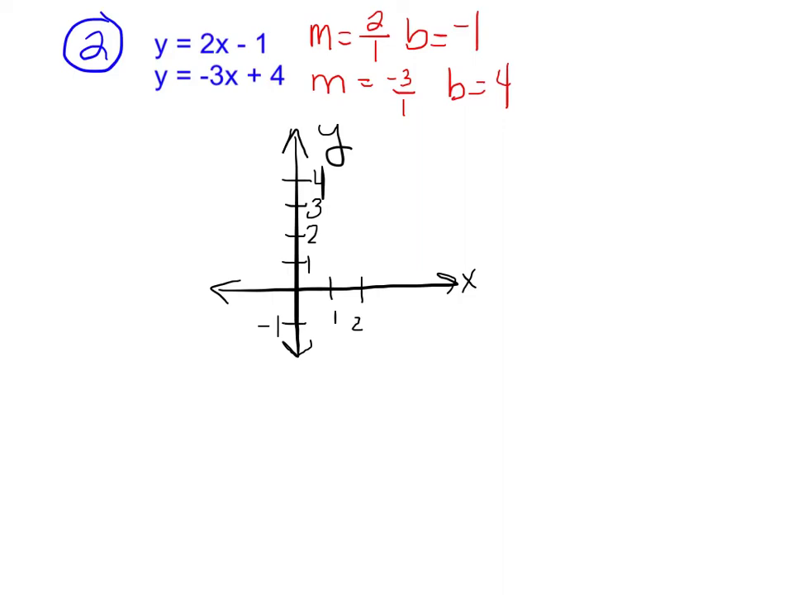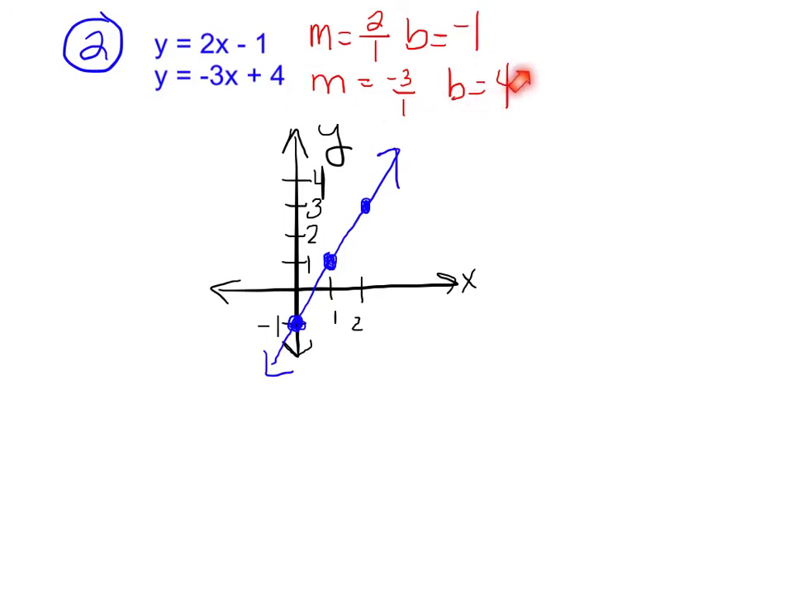All right, our first equation has a y-intercept of negative 1, so I put a dot on negative 1. Our slope is positive 2 over 1, so I'm going to go up 2 over 1, up 2 over 1. I'm going to do it again, up 2 over 1. Use a ruler or a straight edge to graph those.